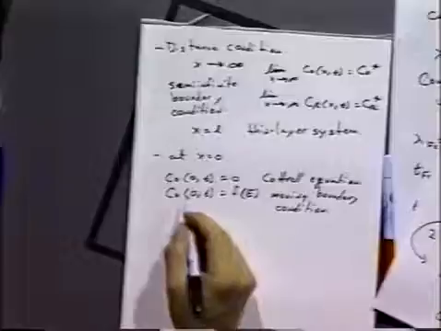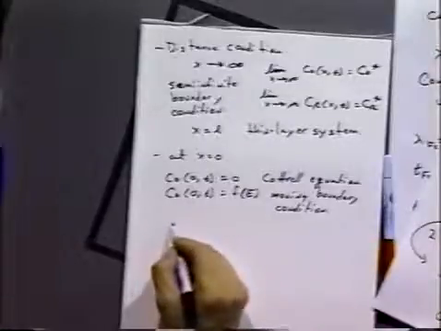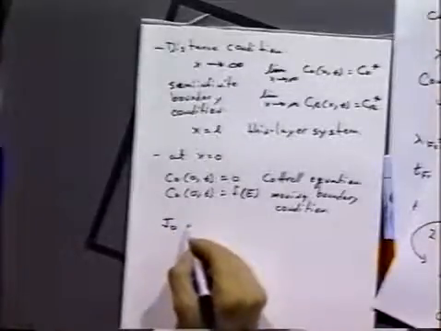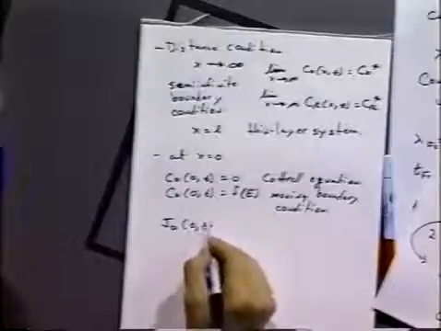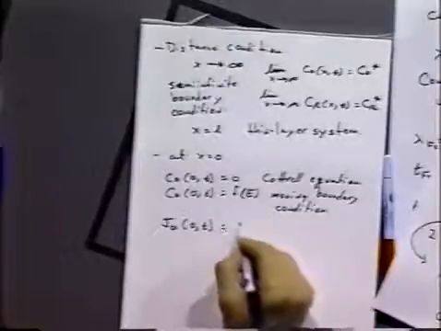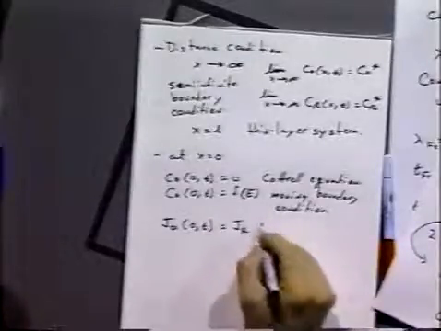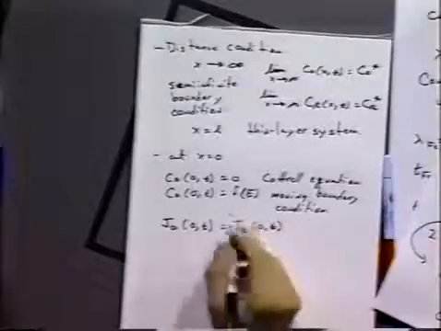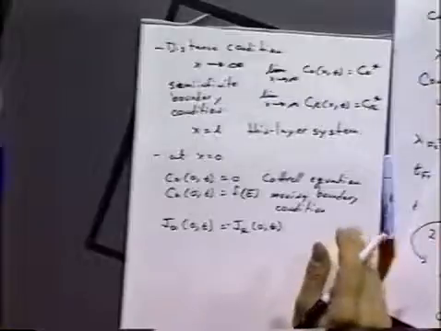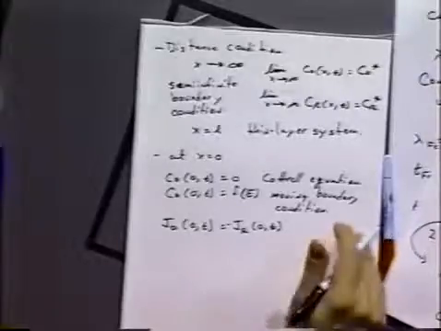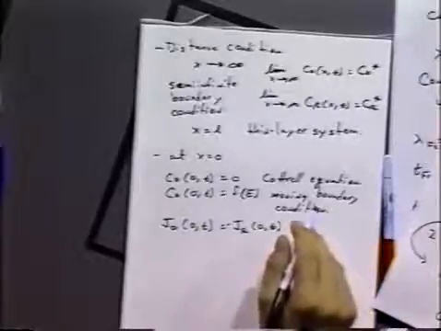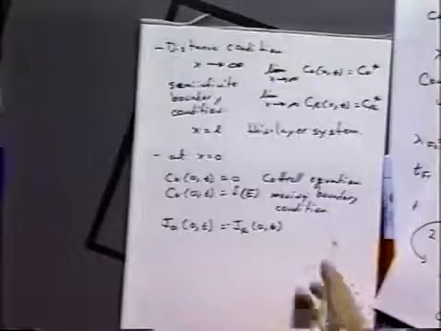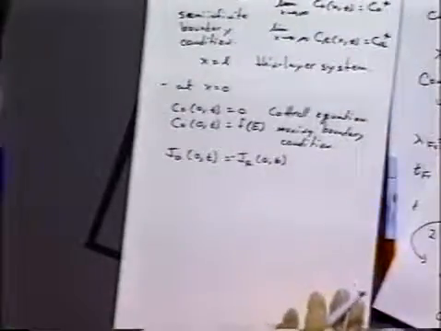Another popular type of boundary condition would be a flux or mass conservation type expression, where we say that the flux of species O is equal to the negative flux of species R at any particular time. Okay.